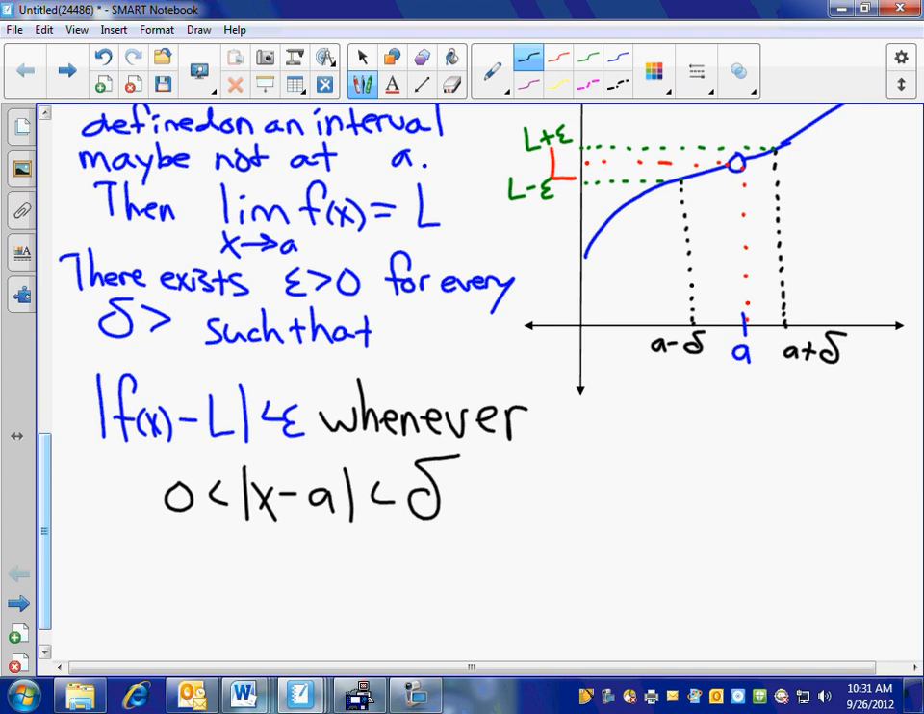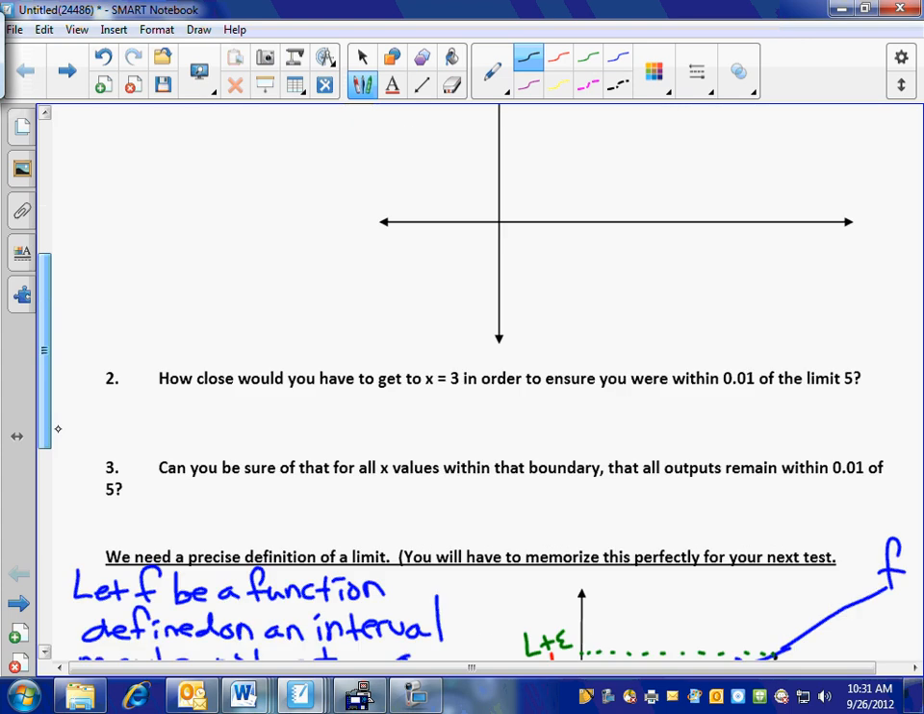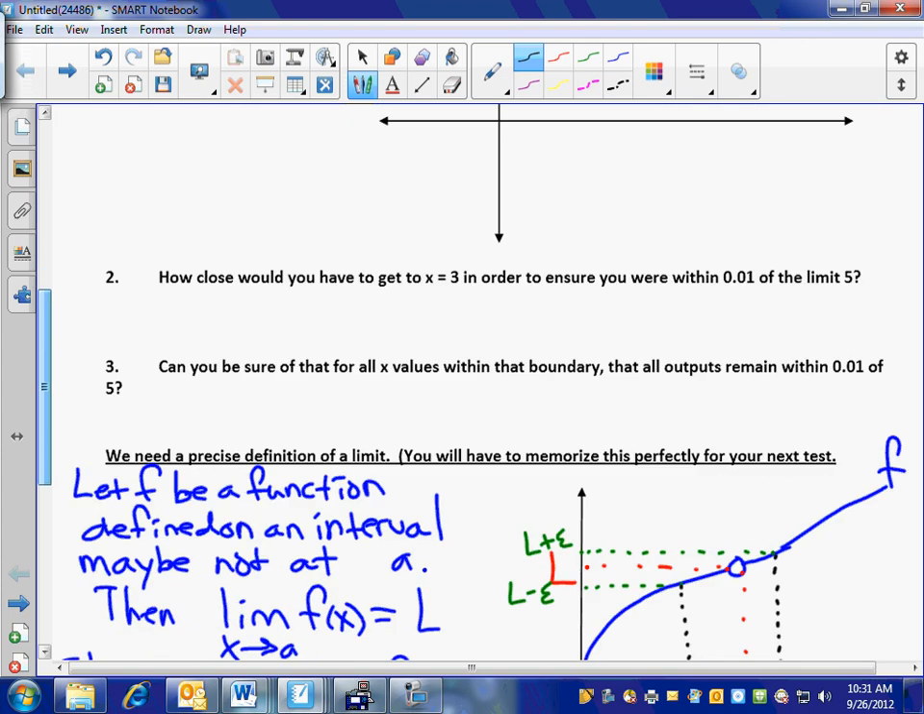Delta is the small difference in the x values, of how far you are from that number. And the whole idea is this. Remember yesterday when we said, how can we guarantee that we are within 100th or 1,000th of the limit? We started with this problem up here with the line. And we said, how close would you have to get to x equals 3 in order to ensure that the output was within 100th? And you all said that we would have to get within a distance of 0.005. Remember that? And what we want to do is run this from 0.05 to infinitely small.